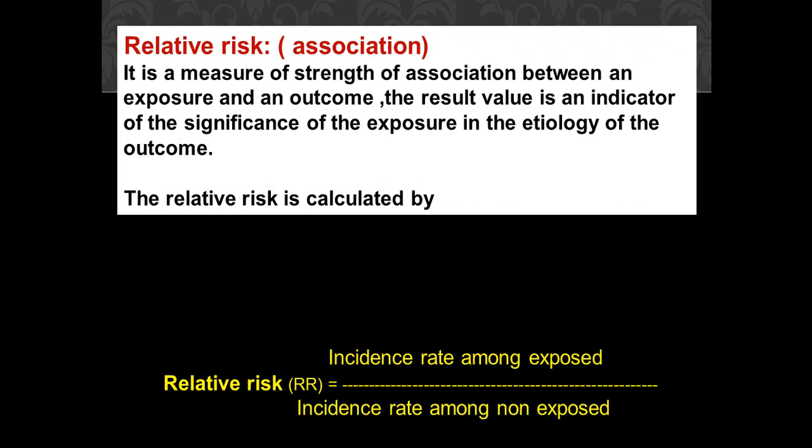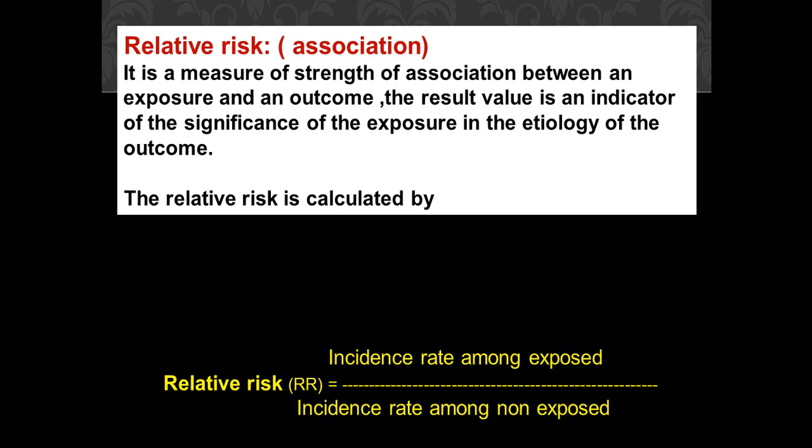So what do you mean by relative risk? Relative risk is a measure of the strength of association between an exposure and an outcome. For example, the exposure to daily environmental factors, to damp weather, to air pollution might cause asthma attacks. So is there any association between the exposure to environmental factors and the attacks of asthma or appearance of asthma? The resulting value here is an indicator of the significance of the exposure in the etiology of the outcome. So it means relative risk, the association between the etiology and the outcome, the environmental factor and asthma, high blood cholesterol level and cardiac lesions or attacks.